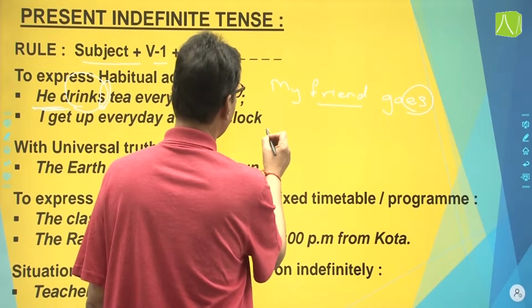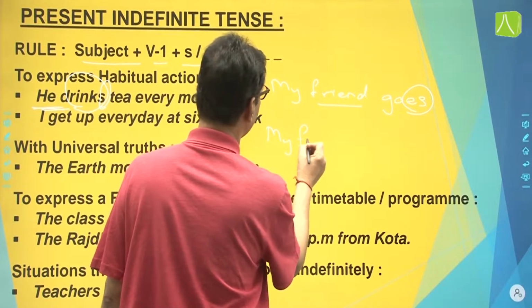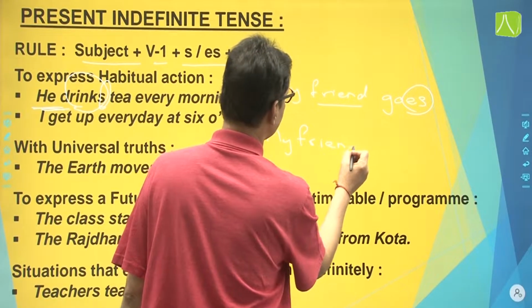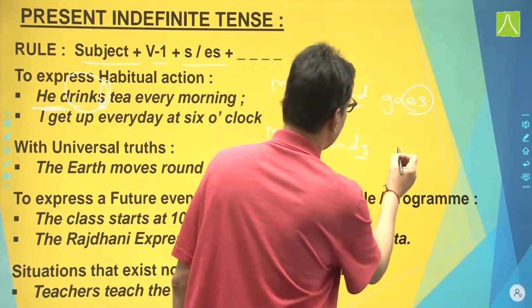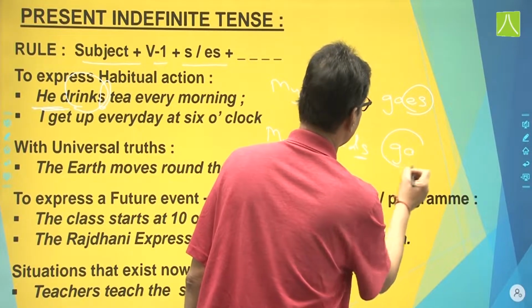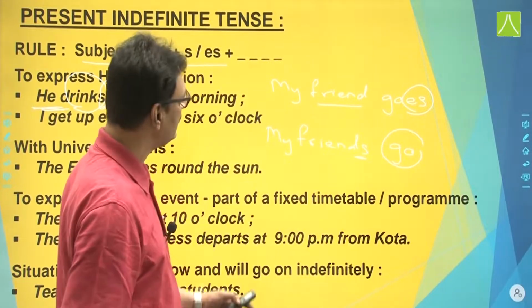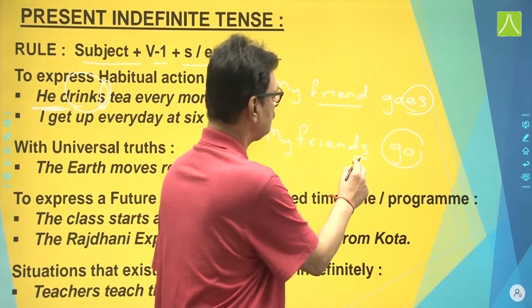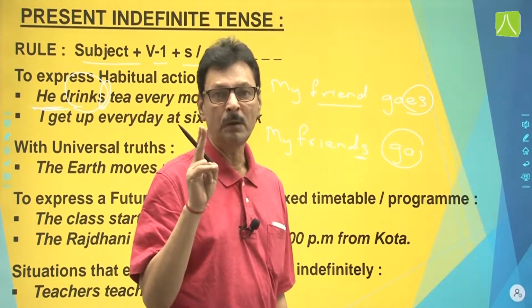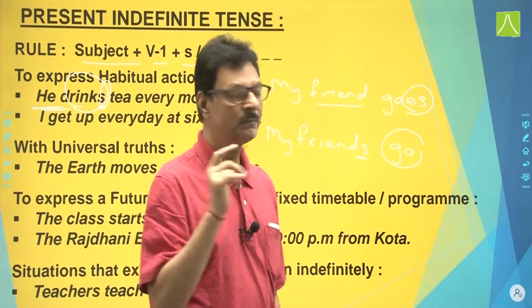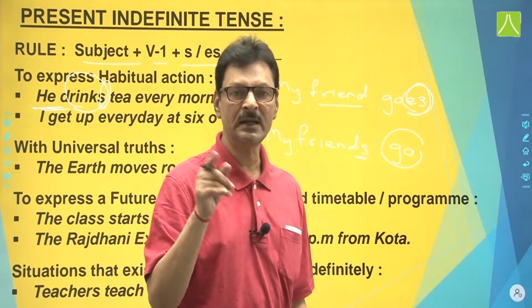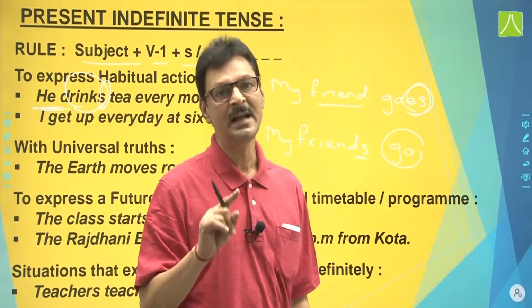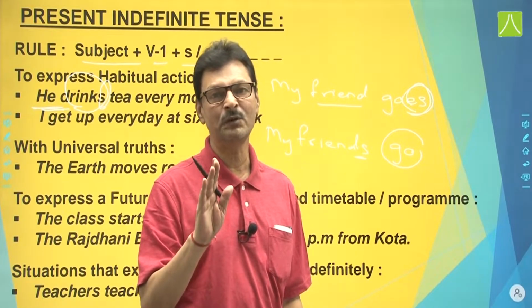And if we say my friends, as soon as the subject becomes plural, S or ES is there in the subject, then there will be no S or ES over here. So, just remember one thing: if the subject is singular, S or ES will be in the verb. Subject singular, S or ES. So, this is the way you have to remember.